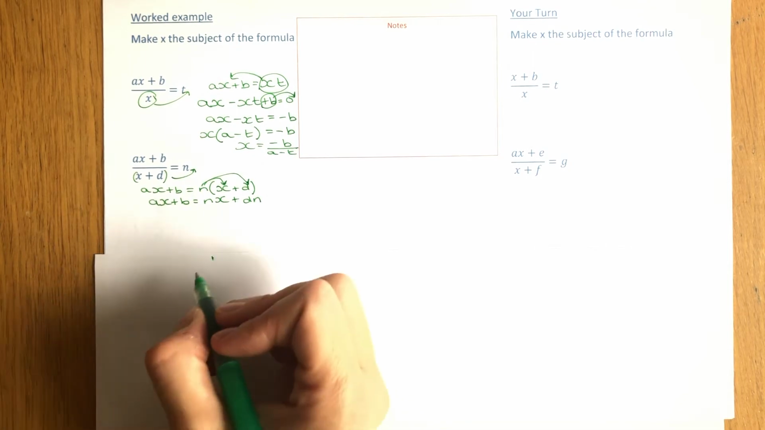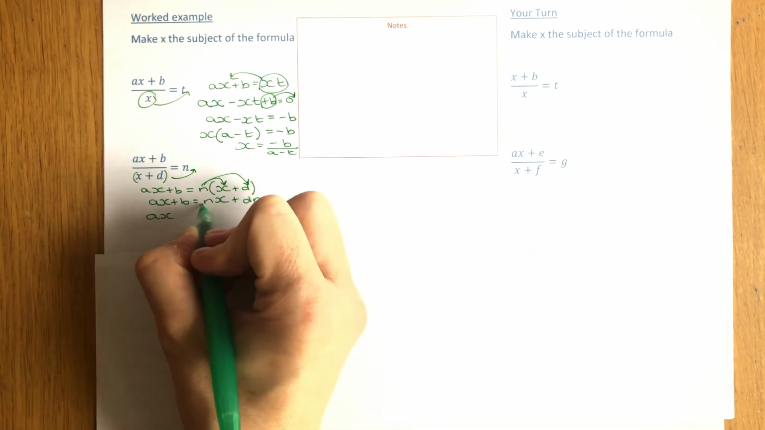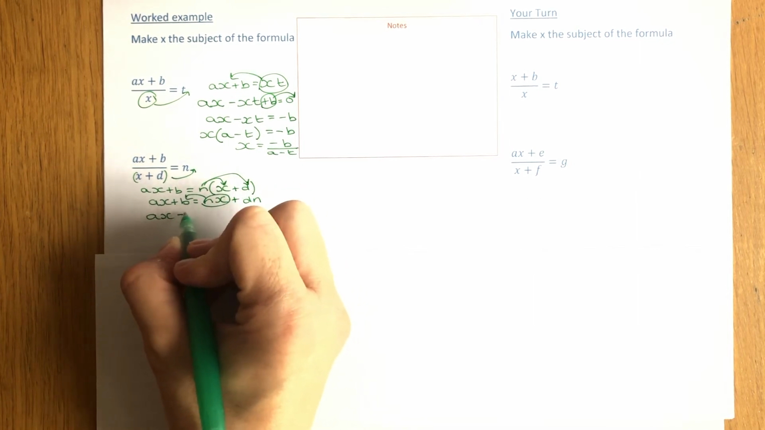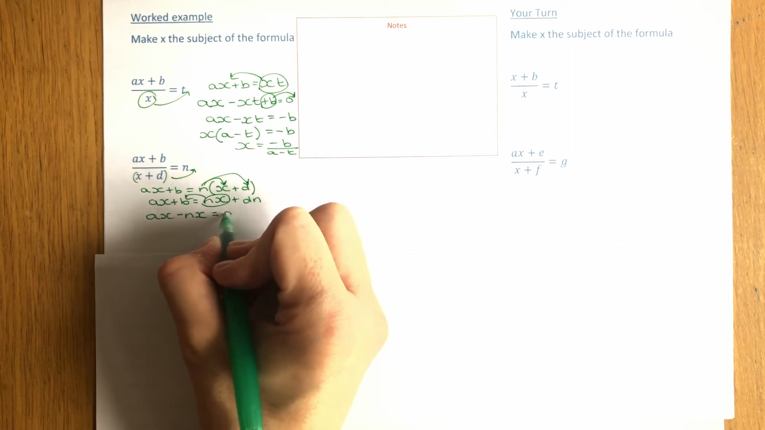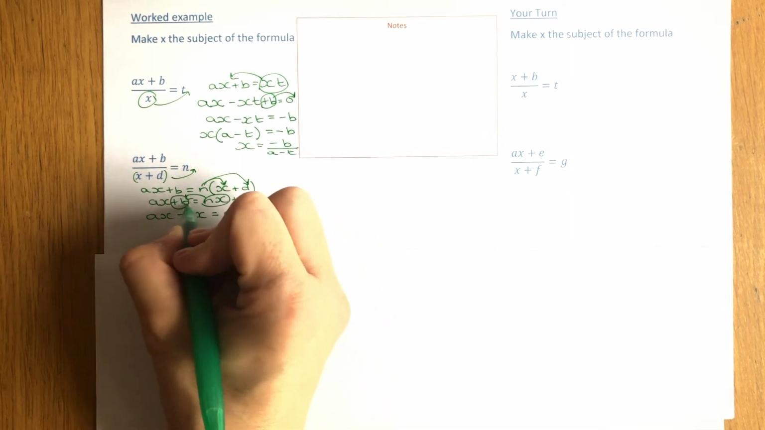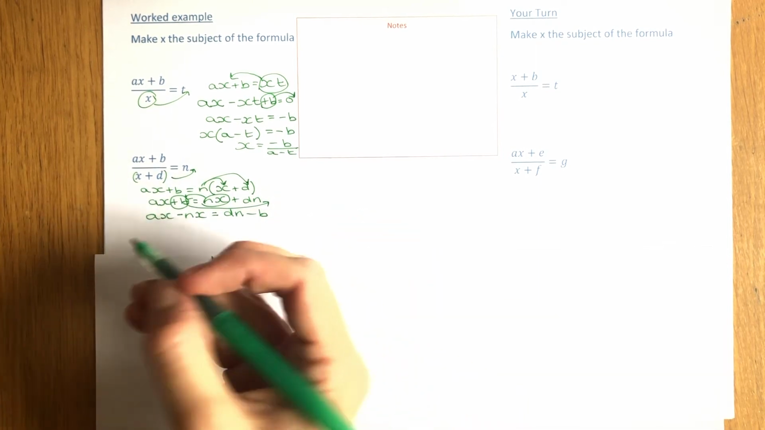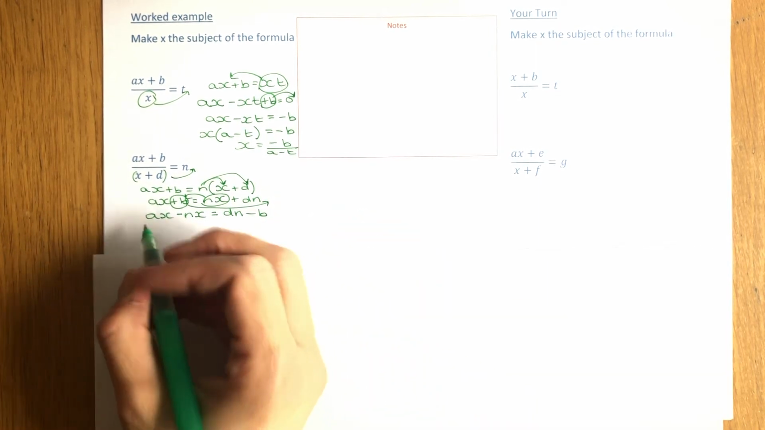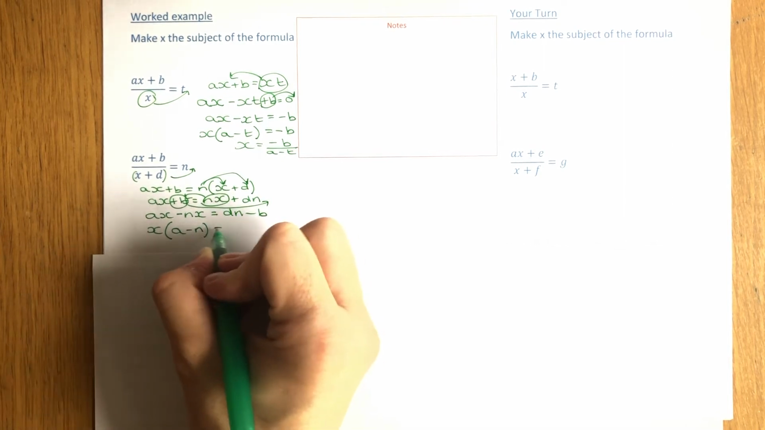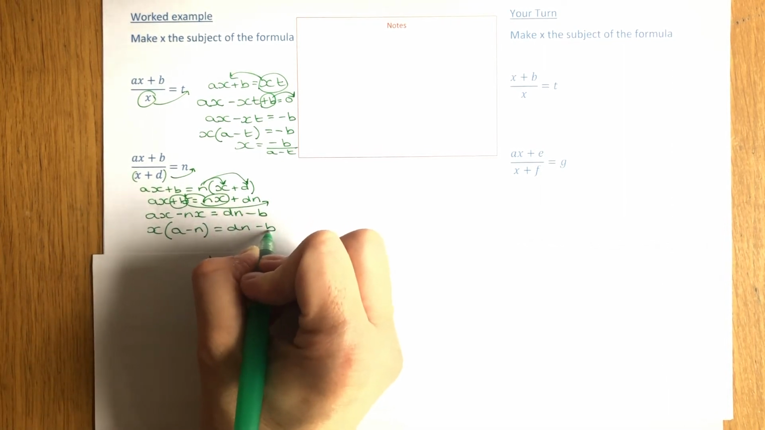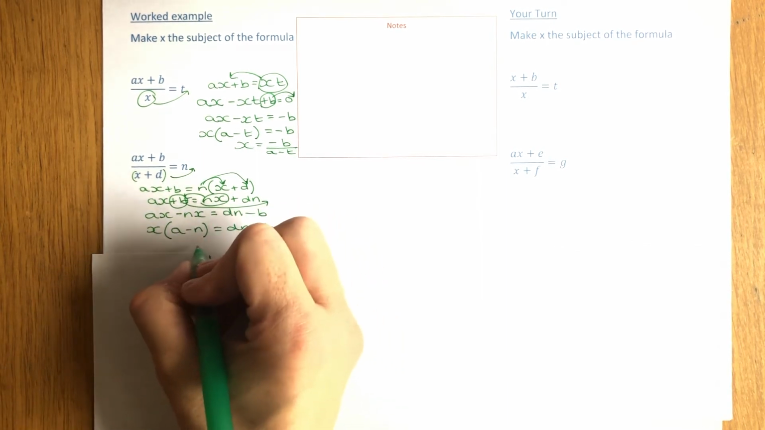Okay, now we can move all the x's to one side, so I'm going to bring this one over here. Becomes minus nx, and then I'm left with dn over here, and b comes over to become minus b. Once all the x's are on one side, you need to draw them out by factorising. And then to get x on its own, we need to divide by a minus n.